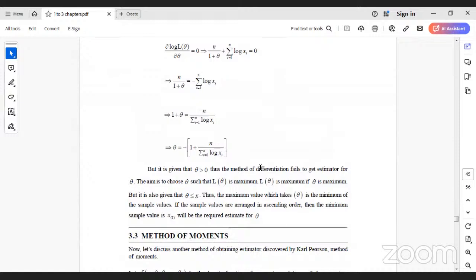But it is given that theta is greater than 0. Thus, the method of differentiation fails to get an estimate of theta. Then we aim to choose theta such that L(theta) is maximum. It is also given that theta is less than or equal to x. The maximum value which theta takes is the minimum of the sample values. When the sample values are arranged in ascending order, the minimum sample x1 will be the required estimate of theta.